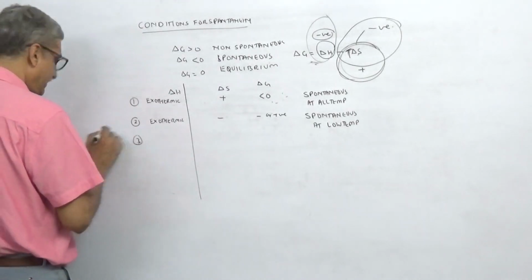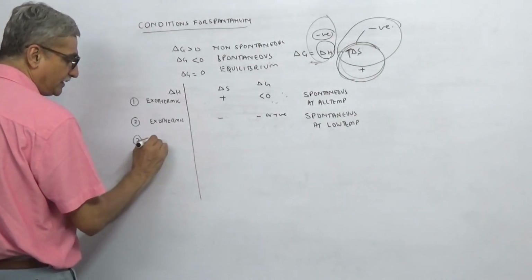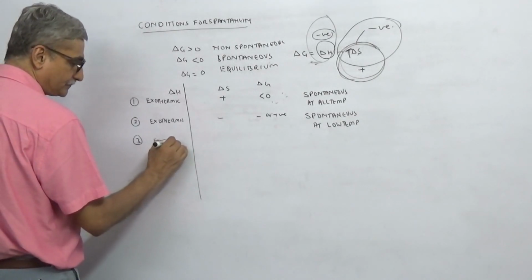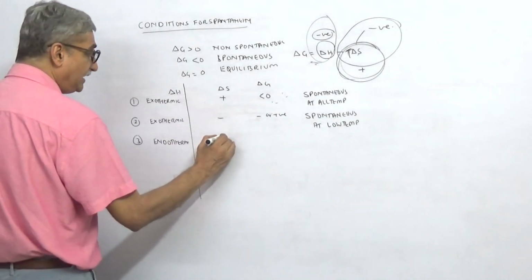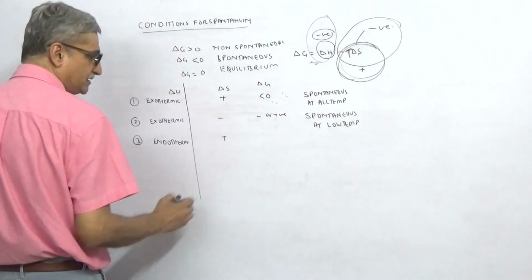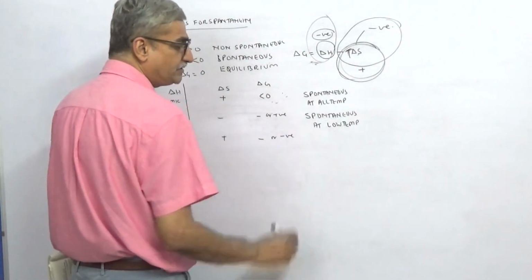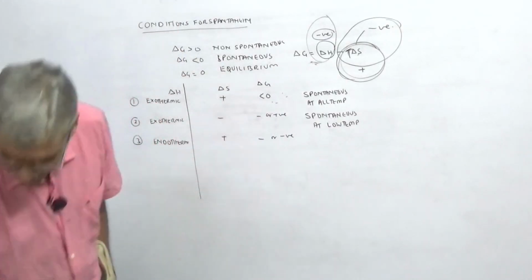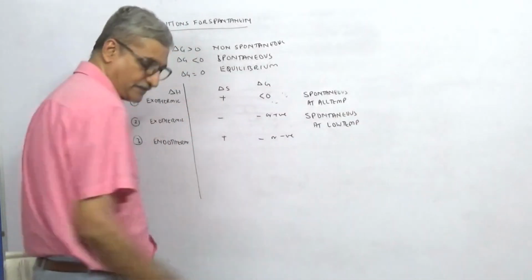Look at the third case. The third case is endothermic. Your delta H is positive and your delta S is positive. Again, this can be positive or negative. It can be spontaneous or non-spontaneous. Again, I have to explain when it will be spontaneous and when it will be non-spontaneous.